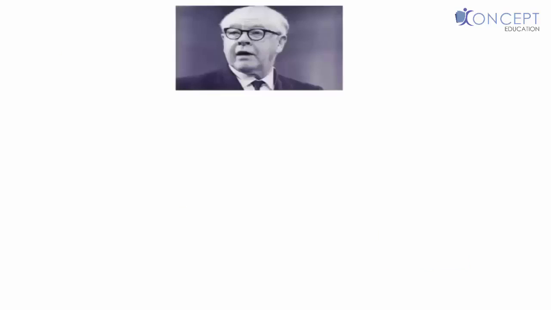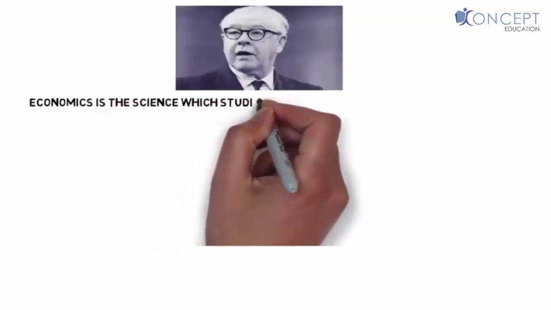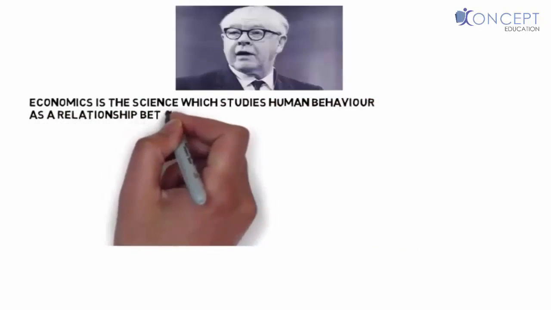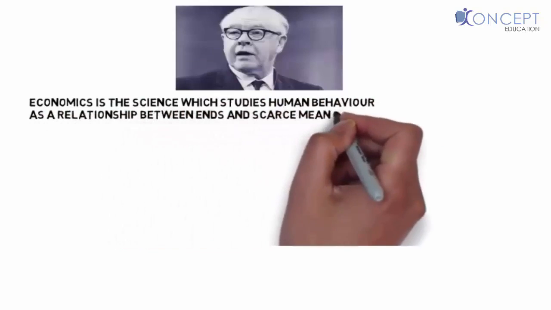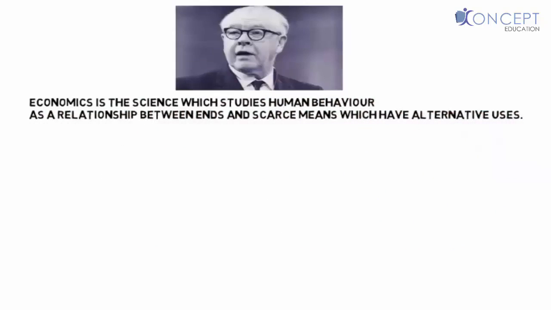According to Robbins, economics is the science which studies human behavior as a relationship between ends and scarce means which have alternate uses. I want to clarify a few words. Ends means target. I want to get a pen. I want to get a jeans. I want to get a headphone. So this jeans, pen and headphones is the end.